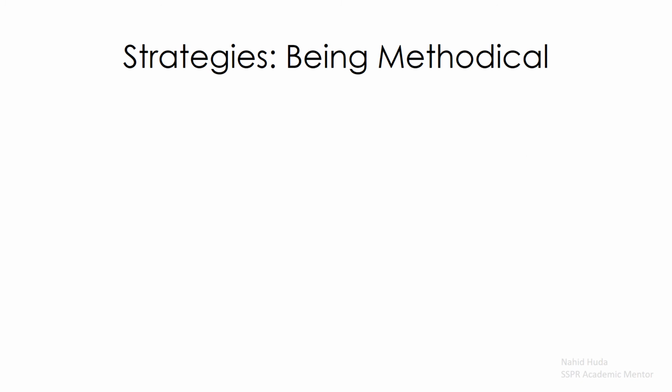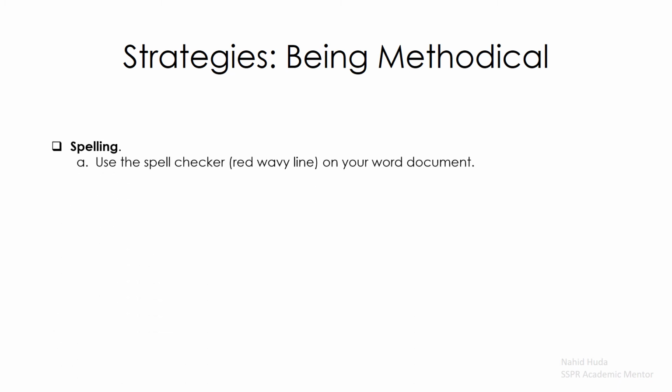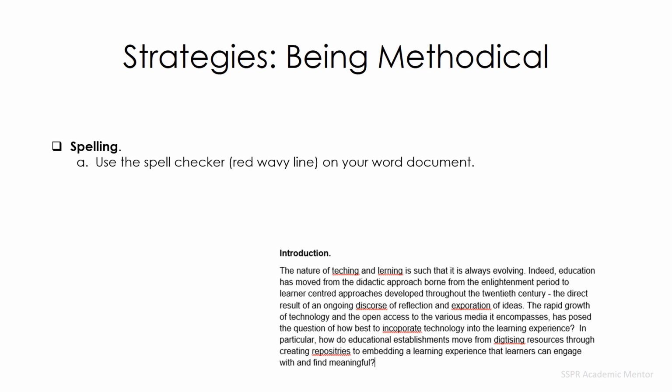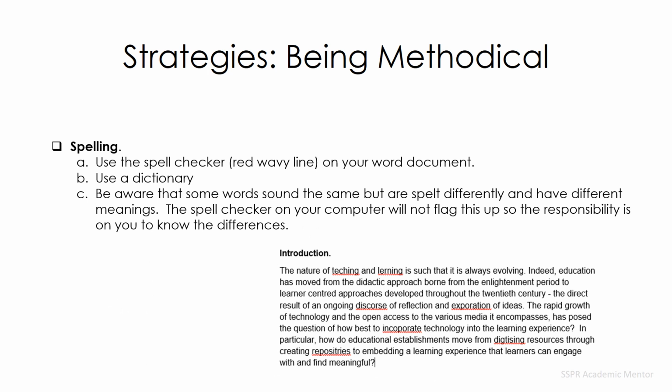Spelling errors can very easily occur when you are writing. Use a spell checker on your Word document to identify any typos. This is the red wavy line that you see going throughout your piece of work. Here's an example. Use a dictionary. Be aware that some words sound the same but are spelt differently and have different meanings. The spell checker on your computer will not flag this up, so the responsibility is on you to know the differences.